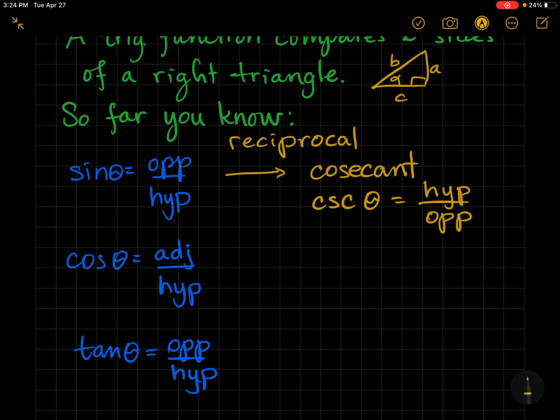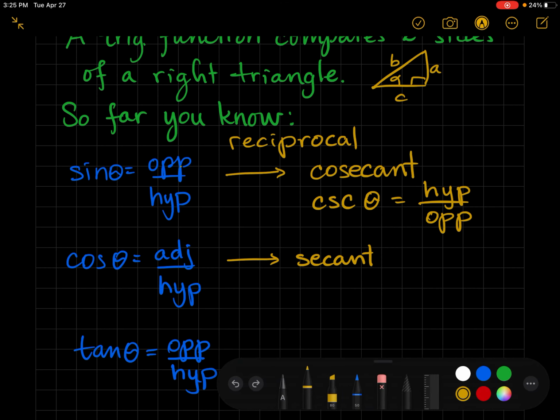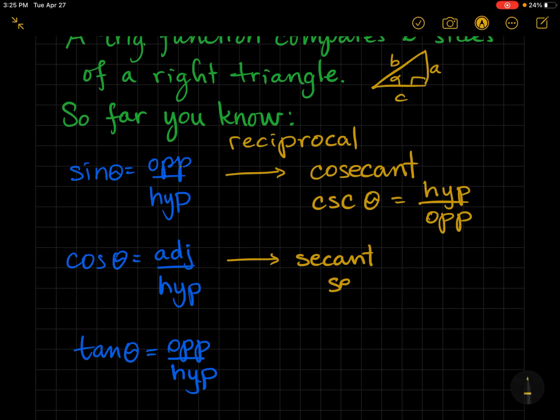The reciprocal function for cosine is secant. Closely related here, as you can see, just like sine and cosine are closely related. And we'll talk about that co-relationship later. The abbreviation for secant is SEC, and that compares the hypotenuse to the adjacent. Notice we've just flipped this one upside down.